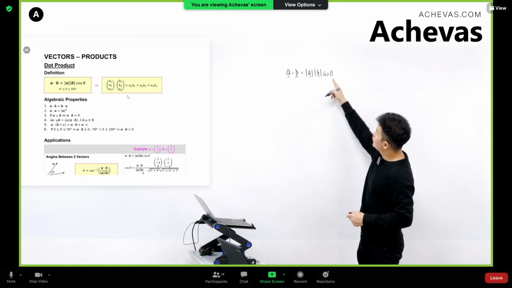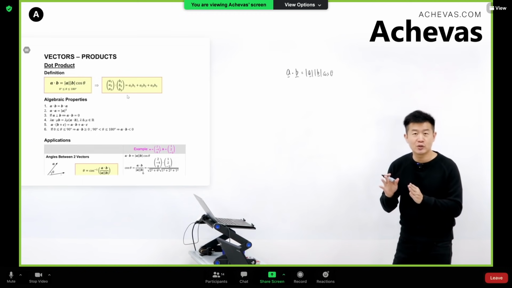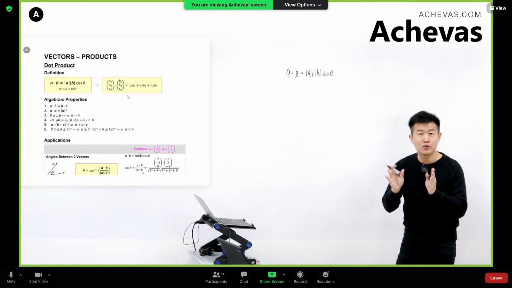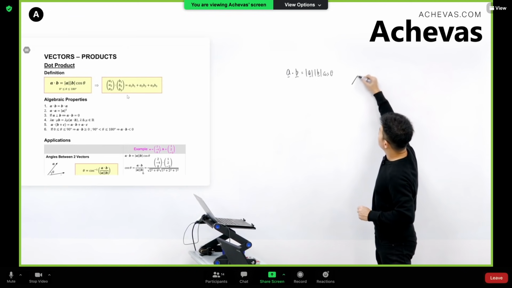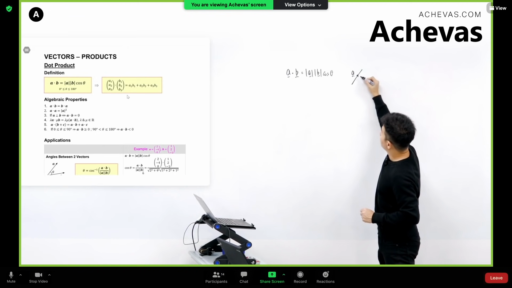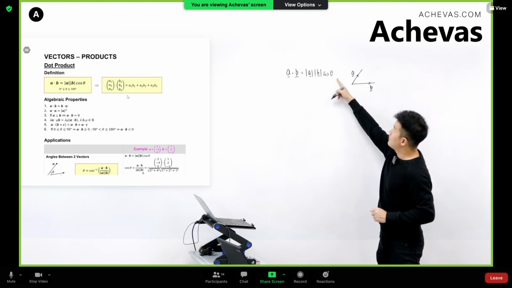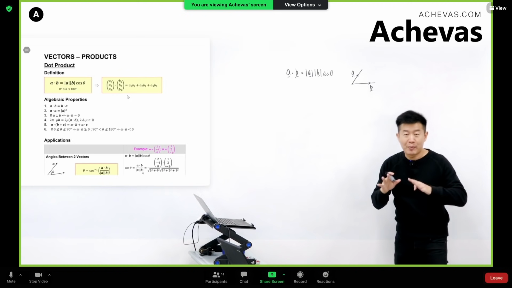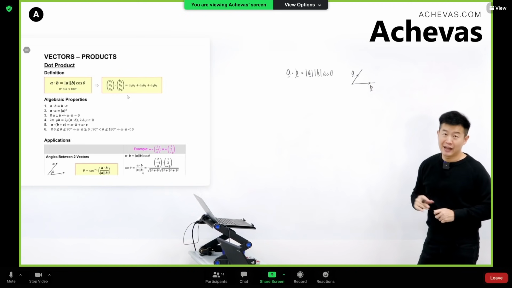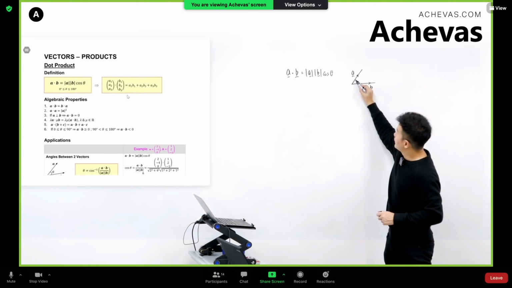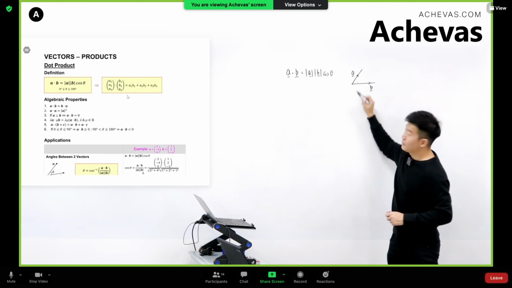For this angle theta over here, we are defining it as the angle that is between two vectors A and B. But to be even more specific, if I have a vector A as this, and a vector B as this, there can be two possible angles that represent the angle between vector A and B. One is the acute angle here, the other one is the reflex angle.